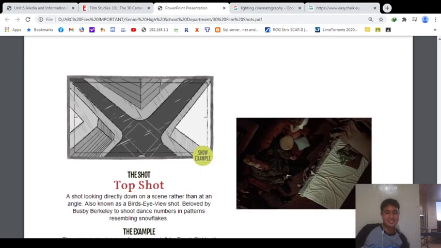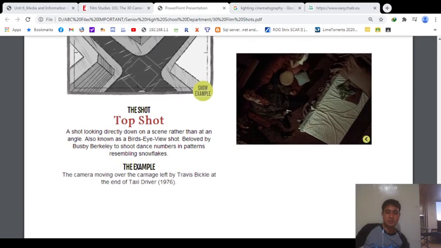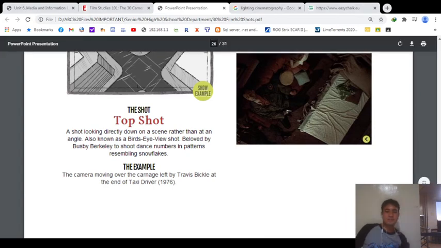Sige, next. The top shot. Okay. The top shot is a shot that looking directly down the scene, no, rather than at an angle, no. Okay. Also known as a bird's eye view shot, no, beloved by Basti, no, and Berkeley, no. This is example of the top shot, okay, expressing the character is in the press, no. Makita in small films, no, the top shot, okay.